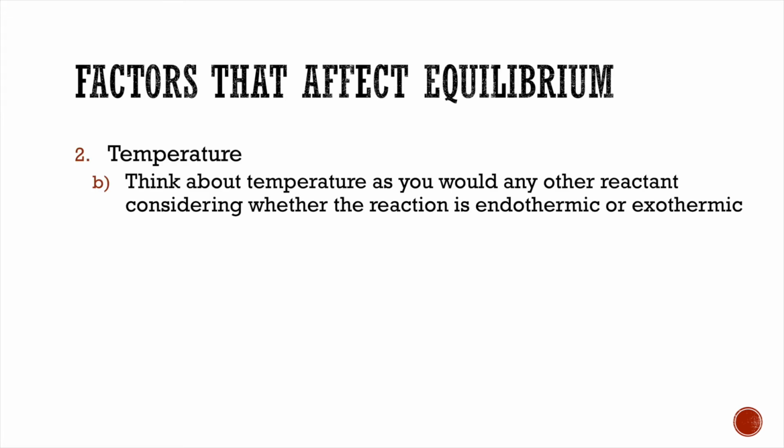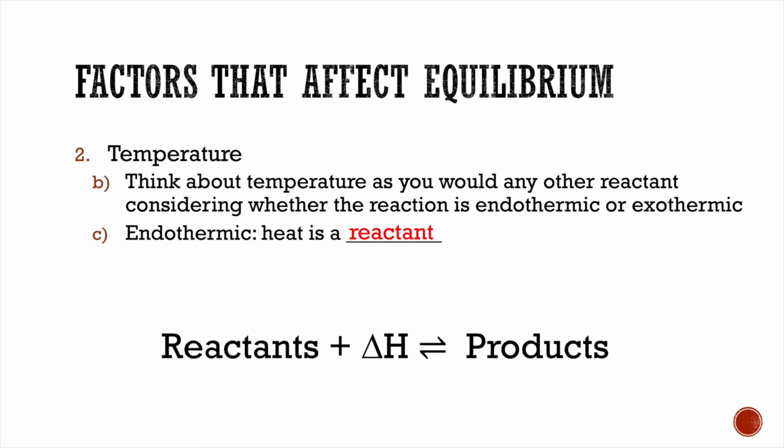All right, so the last factor that's going to affect equilibrium is temperature. So we're going to think about temperature as you would any other reactant, considering whether the reaction is endo or exothermic, and that is going to make a difference. So we're going to treat them separately. We're going to start with endothermic. In an endothermic reaction, heat is required, which means that heat is going to be a reactant. So if I represent it in an equation with delta H, the delta H is going to go with the reactants because that heat is required with the reactants in order for the reaction to occur.